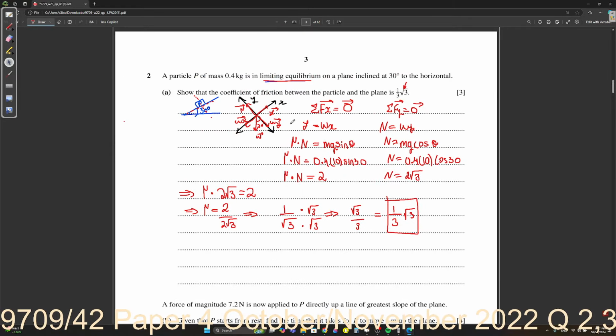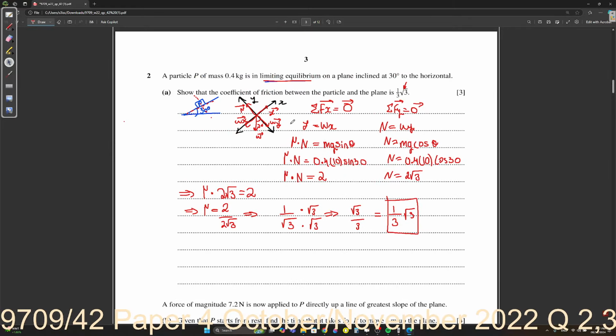A force of magnitude 7.2 newtons is now applied to P directly up the plane. The line of greatest slope of the plane means it's just pulling it up. Given that P starts from rest, find the time it takes for P to move up the plane. This one's a bit tricky, but again, bear with me. Again, we're going to draw the inclined plane just so you guys can understand. It's the same inclined plane of 30 degrees from part A.